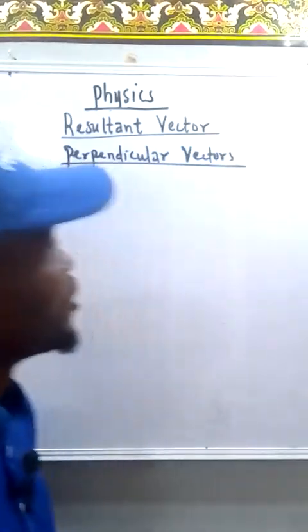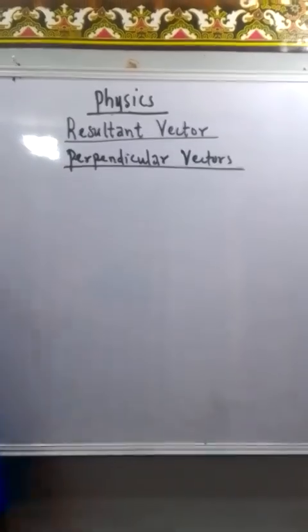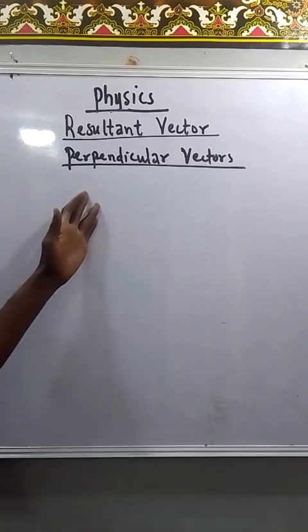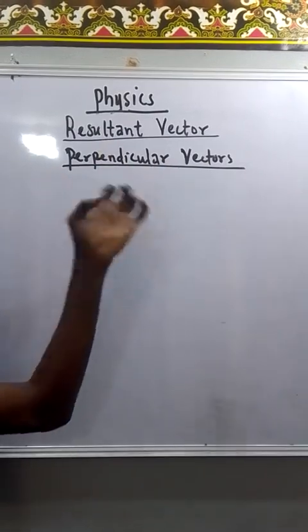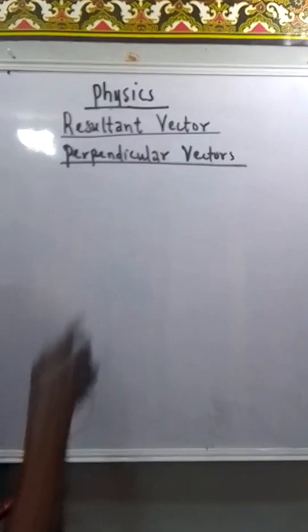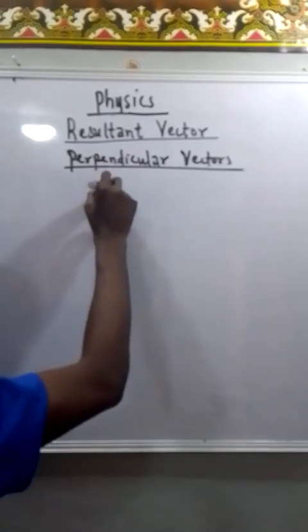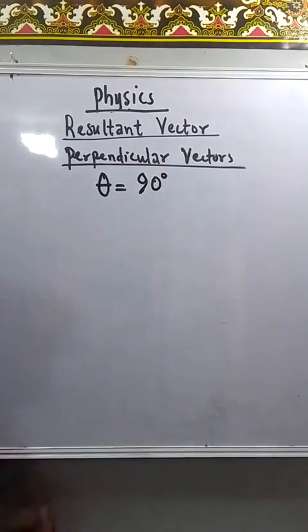Now in this video, I'll be showing us how we can find the resultant for two vectors that are perpendicular to each other. Now, we have considered different cases. Now we want to look at perpendicular vectors. This is a case under inclined vectors. When two vectors are perpendicular to each other, a fact that we need to know is that the angle between them is equal to 90 degrees.